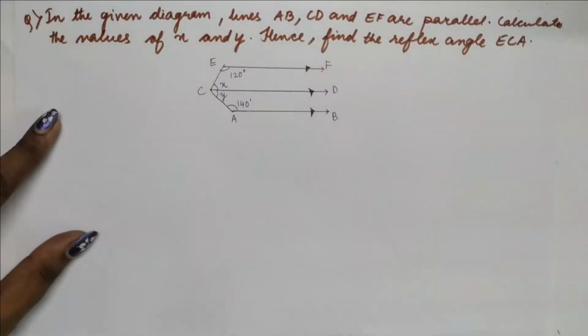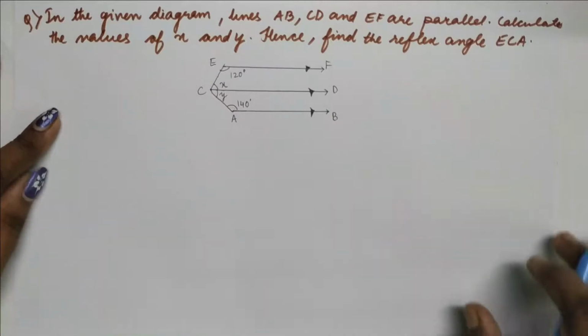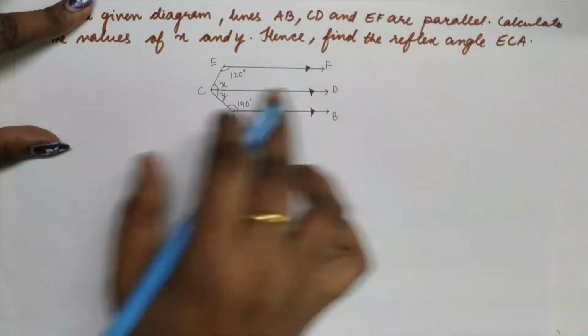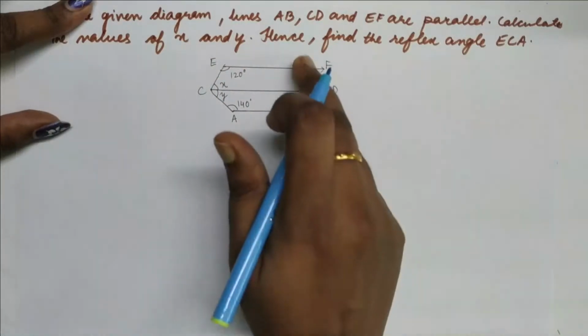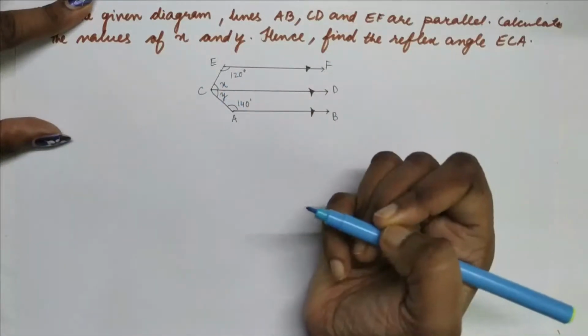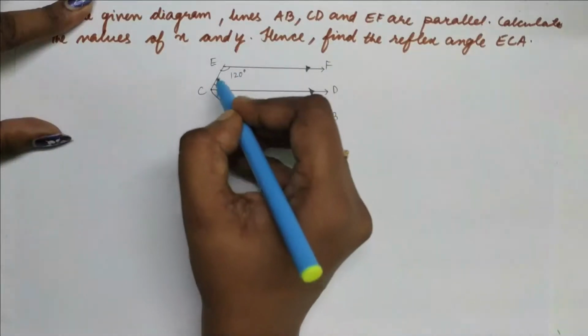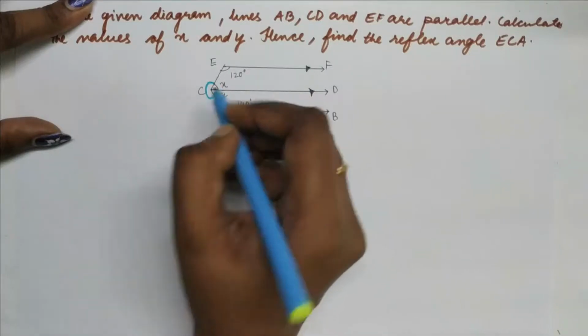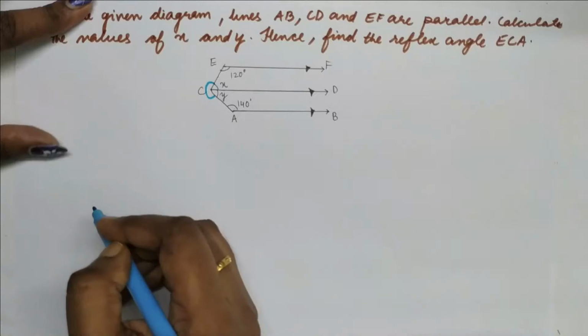Now moving on to the last question. This question seems a little tricky for children as it is showing 3 lines. Obviously they are parallel to each other. You have to calculate the values of x and y, and you have to also find the reflex angle ECA. Now reflex means this side, which is more than 180 and less than 360.